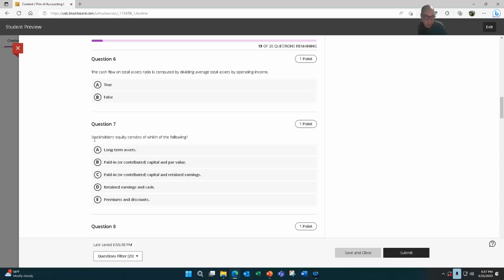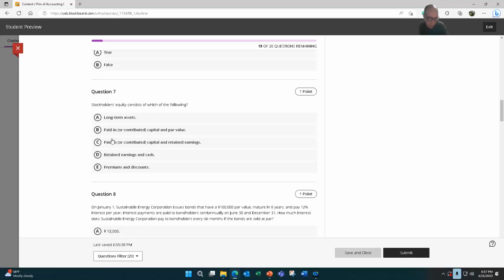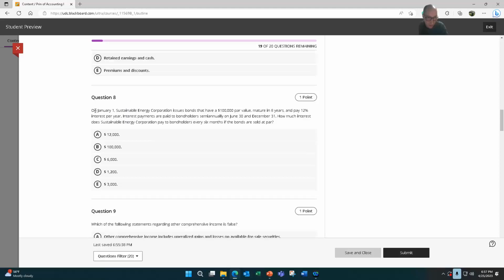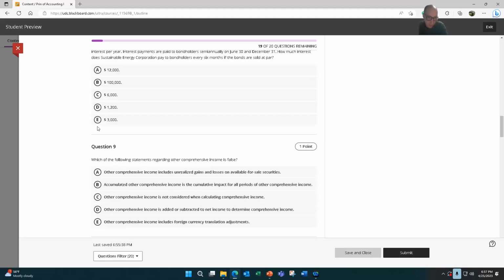Question 7. Stockholders' equity consists of which of the following? You have to know stockholders' equity. Okay. Question 8. Bonds. We had a whole chapter on bonds. Okay. So the bond chapter, I think that was last week or the week before? It was bonds. Yep. Question 8, the bond chapter.